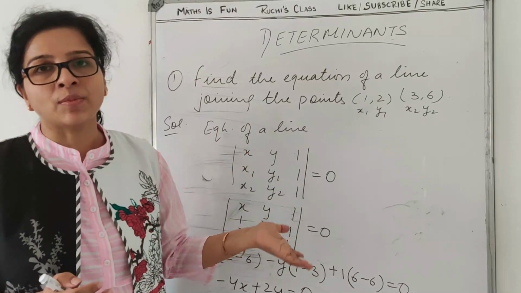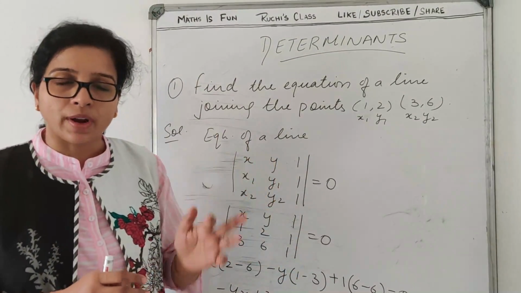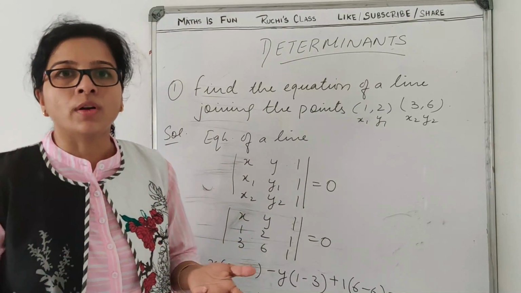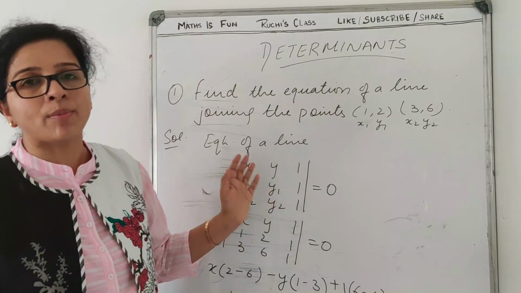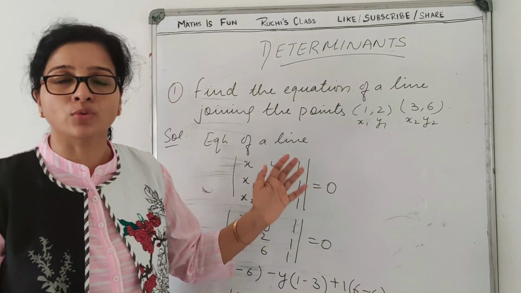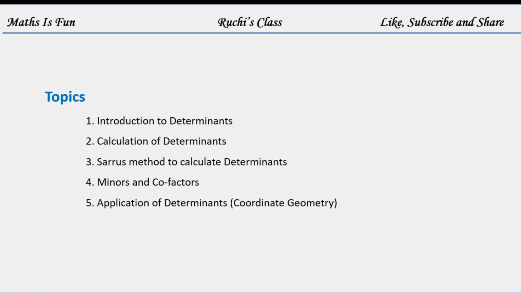Basically, in these types of questions, either we have to show that the points are collinear, or find the area of the triangle, or the unknown quantity when the area is provided, or find the equation of a straight line. This is the application of determinants to coordinate geometry. To summarize, today we learned determinants introduction, calculation of determinants of order 1, 2, 3, Sarrus method to calculate the determinant of order 3, minors and cofactors, and application of determinants.